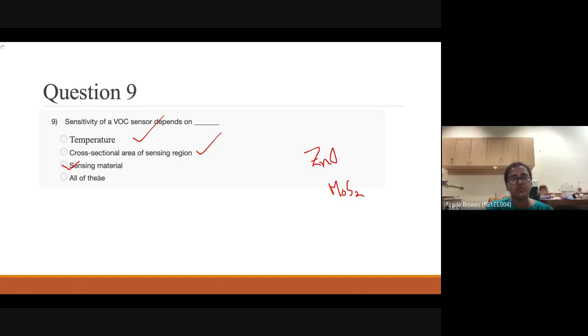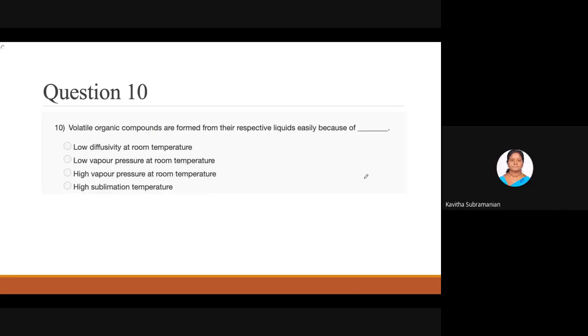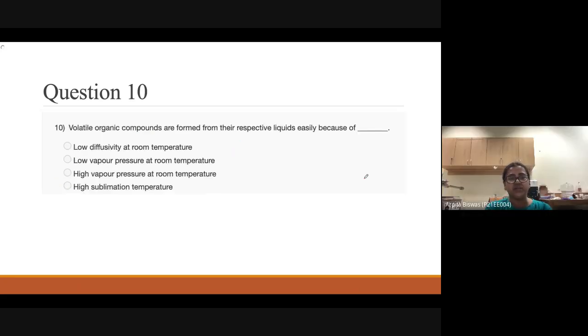So the right option is all of the above. And these are examples of sensing materials: metal oxides and some TMDC materials they have used. And there are so many materials they have used for VOC sensors.